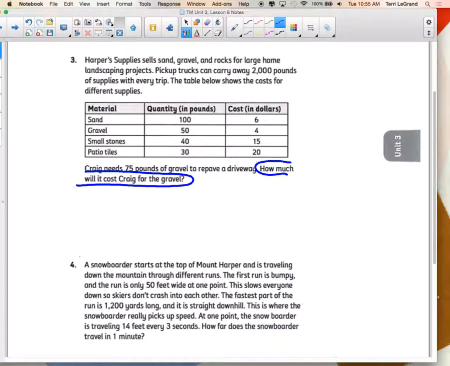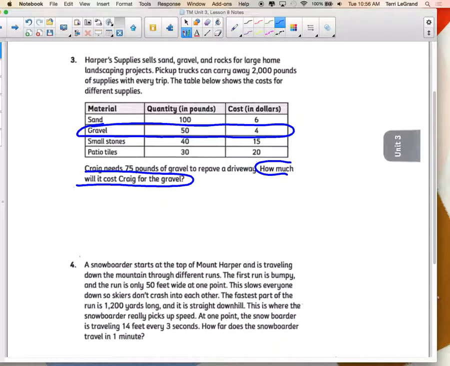Okay, so is the fact that the pickup can carry away 2,000 pounds a trip going to be important in finding how much it's going to cost Craig for the gravel? What do you think? Do you think that's an important piece of information? Well, let's see. Anything else? Tammy? The gravel in the table? It's not quite a graph, but it's a diagram. That would be the place we need to zero in on, the table, you're saying? Okay. Because it says he needs 75 pounds of gravel to repave a driveway. So gravel is what he's going to get. How much will it cost for the gravel? So what can we do now?